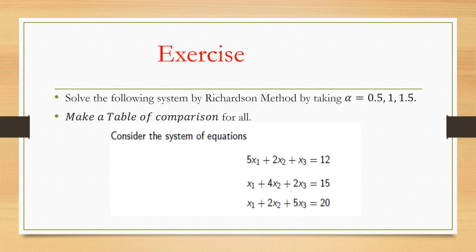You can verify for different values of alpha the Richardson method and modified Richardson method. For alpha is equal to 1, the Richardson method is a special case, which is known as modified Richardson method. And comparison can be made for various values of alpha.